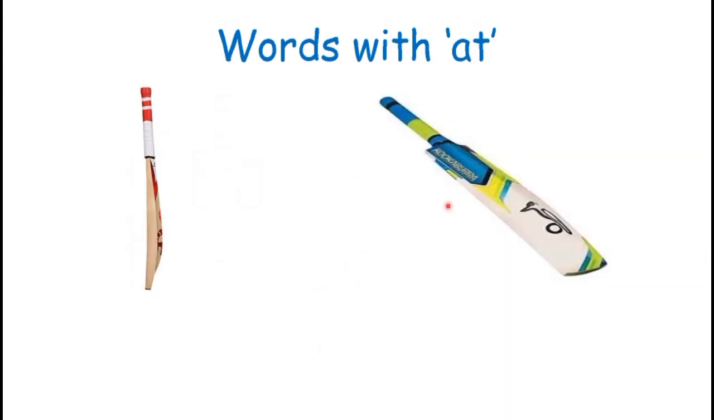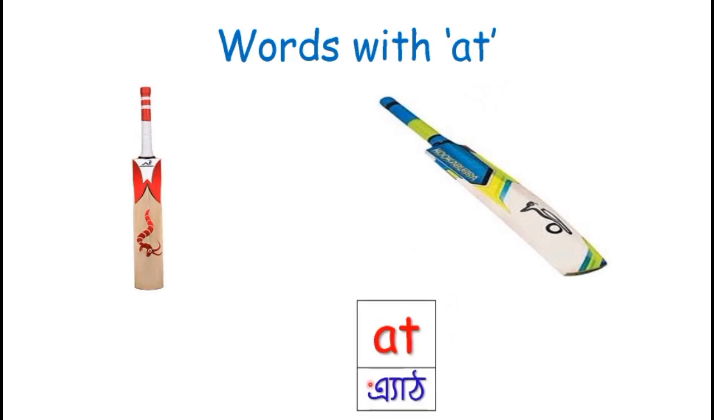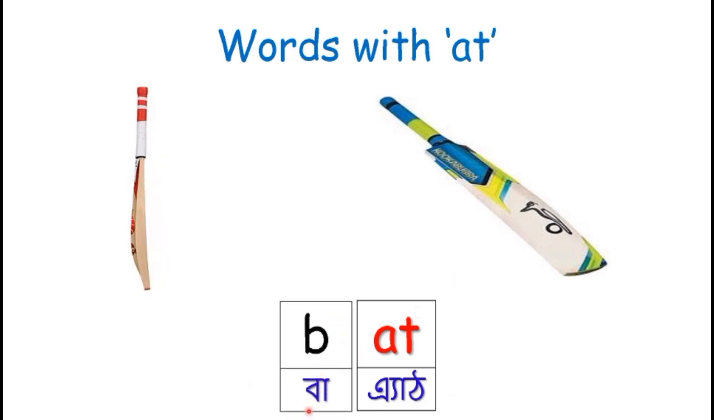Okay, can you identify this picture? Yes, this is a picture of a bat, a cricket bat. So how can I spell bat? Yes, at first we have to spell at. And since we are saying bat, we have to put ba before at. This is alphabet B, and in phonics B sounds like ba. So all together we will say at, ba at bat. At, ba at bat.